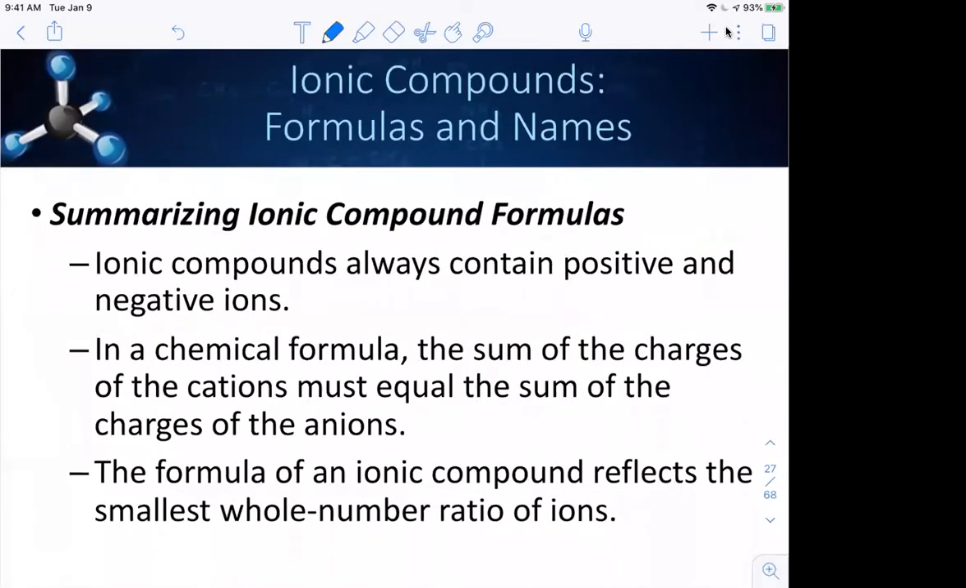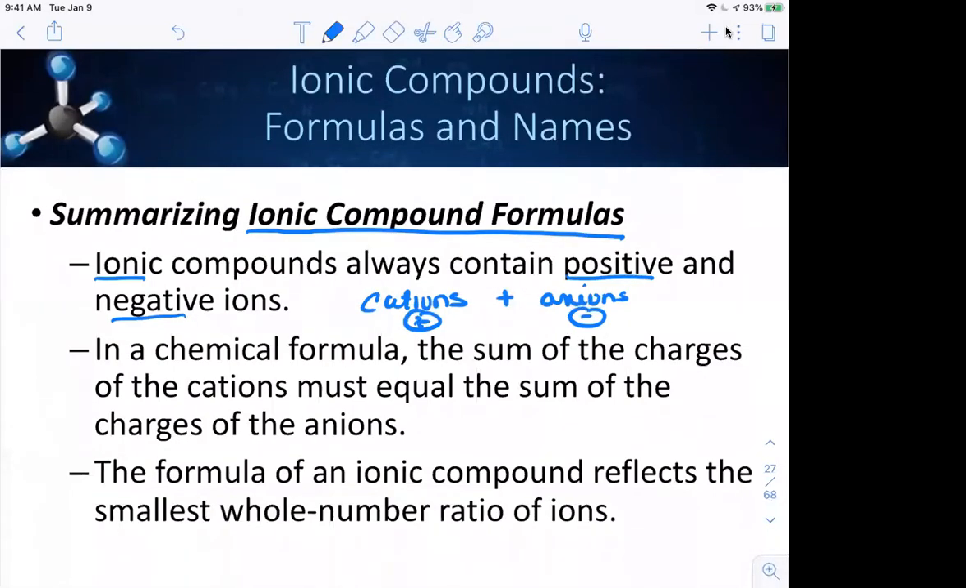So let's see how we can put ionic compound formulas together and then how we can name them. There's a bunch of rules that we have to consider. This is a summary slide, which looks at the formulas of ionic compounds. I always have positive and negative ions, so I always have cations and anions. Cations are always written first. Those are my positively charged ions, and my negatively charged anions in a formula are written last.